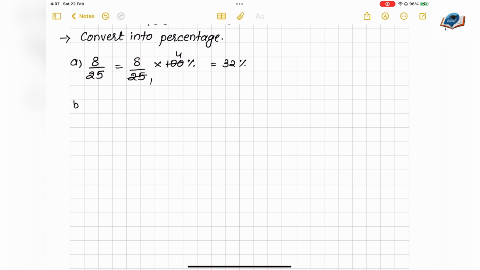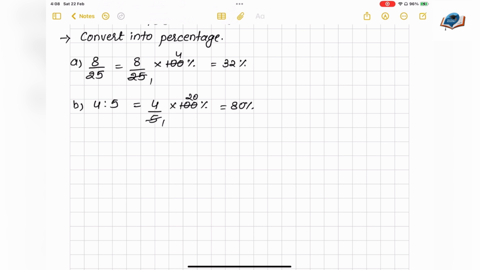Then B, let me take 4 is to 5. That is, I am given a ratio. So to convert ratio into percentage, again I will write 4 is to 5 as 4 upon 5 and into 100 percentage. So 5 ones are 5, 5 twenties are 100. So this will be 80 percentage.